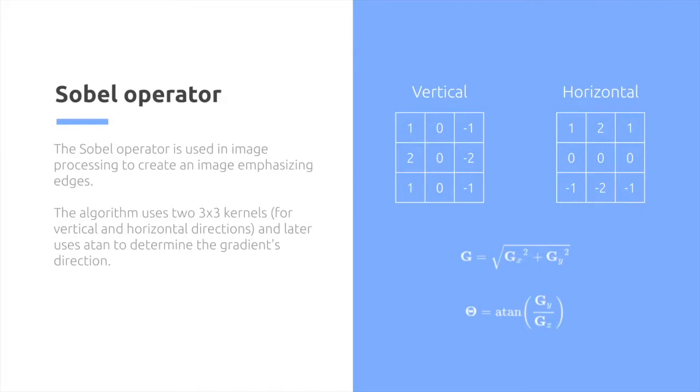The algorithm uses two 3x3 kernels for the vertical and horizontal directions, and later uses arctan to determine the gradient's direction. So here we have two different kernels, the vertical and the horizontal. If we convolve this with an image, and there's a particular border on one side, we'll get a large magnitude, because the value gets outweighed by one side versus the other. To compute the magnitude, we use this formula, which is the distance formula. To get the direction, we use the trigonometric arctan operator, which is inverse tan of Gy over Gx.